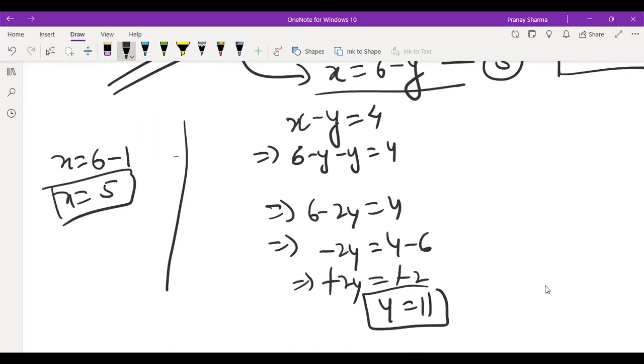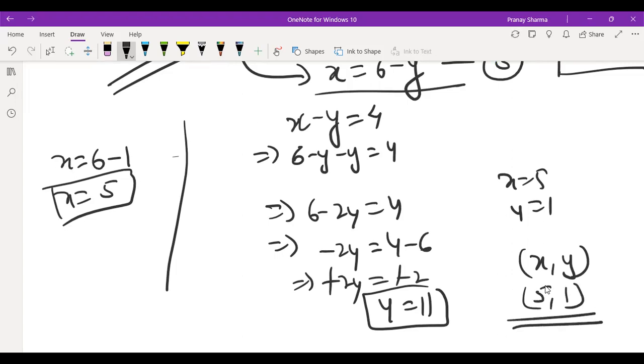How do you represent a solution? This is the solution. x is 5 and y is 1. How do you represent it? We usually write it as an ordered pair, x comma y, where x is written first and y is to be followed. So x is 5 and y is 1. This is how we represent the solution.